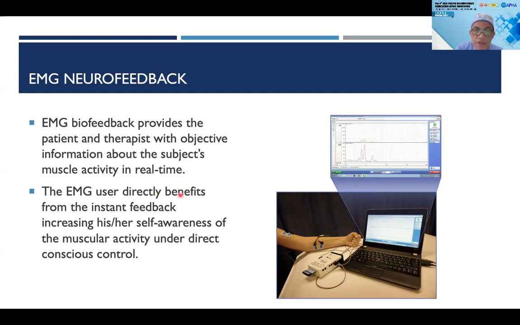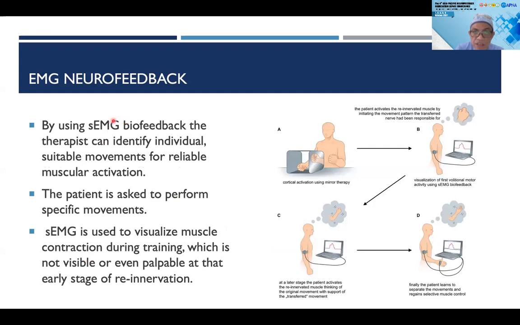EMG users directly benefit from the instant feedback that increases the patient's self-awareness of muscular activity under direct conscious control. So in a patient with stroke, for example, they have the paretic side, and then we give the training, we set the goals of the training, and then we achieve the goal together. By using surface EMG biofeedback, the therapist can identify individuals' suitable movement for reliable muscular activations.